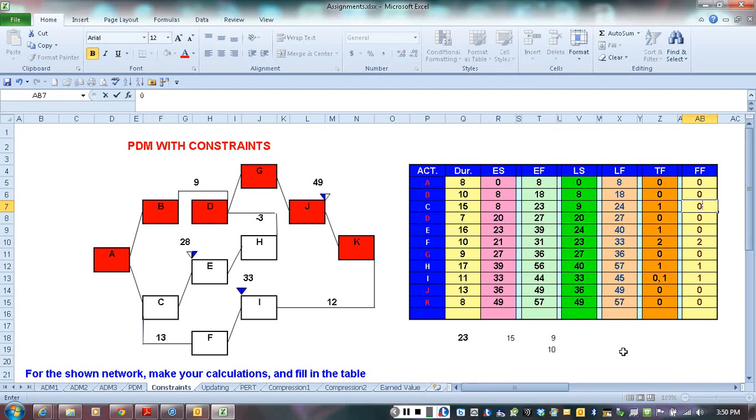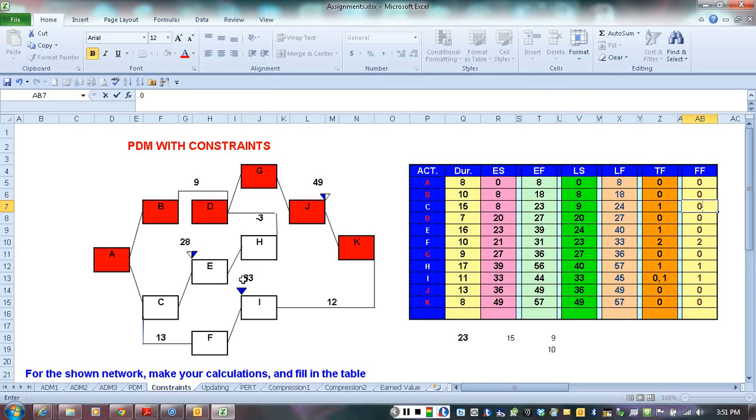And here's our network with all the calculations. Here are the critical activities, and we have a half critical activity here in I, which is something that we haven't seen before, and that's all because of this constraint. I hope this example helps you understand how the constraints work when they are in effect.